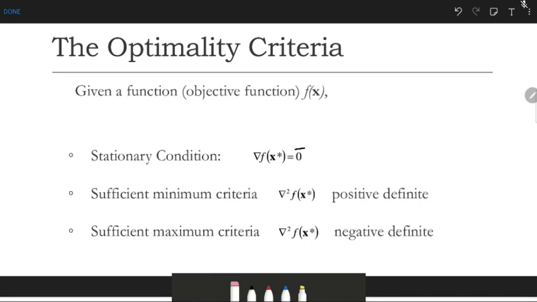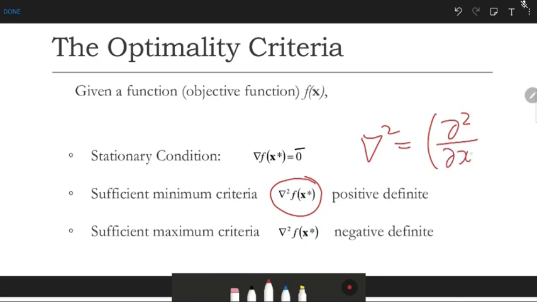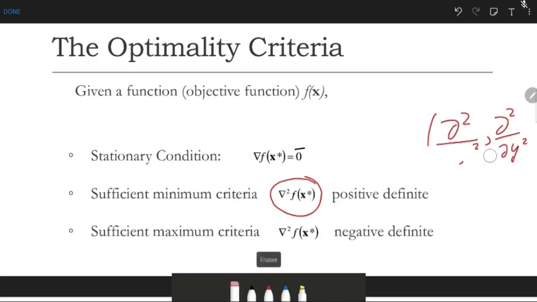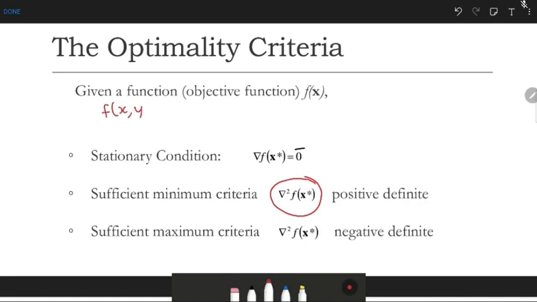Sufficient minimum criteria. This reminds me of the Laplacian. How do you get the Laplacian? Laplacian is given by this one: dou square f by dou x square, comma, dou square by dou y square. Let me write this here. If my function is a variable of x and y, what does x star represent?